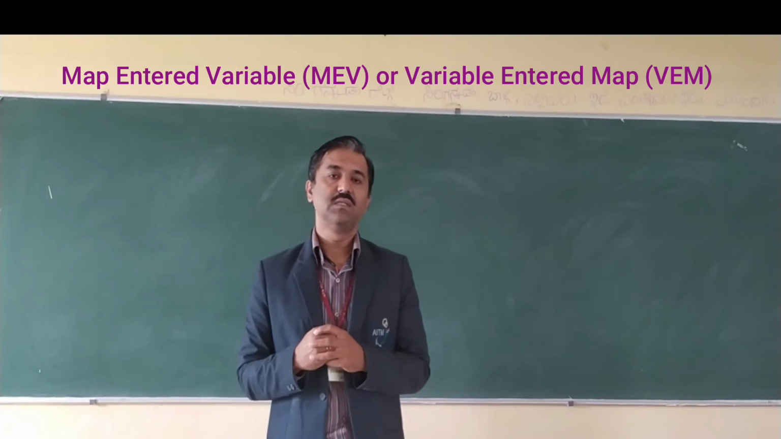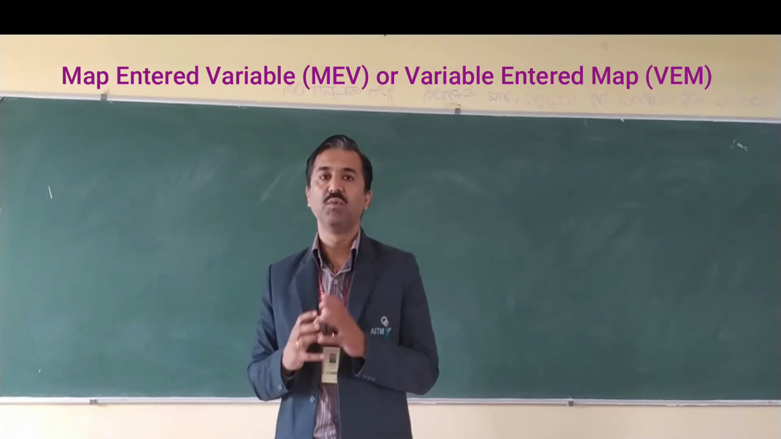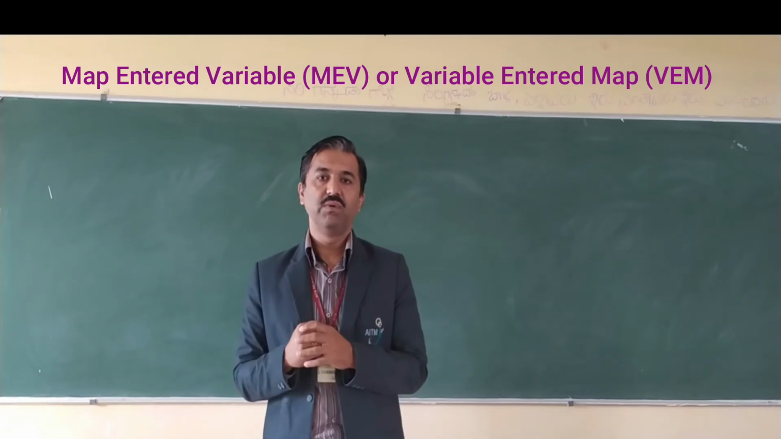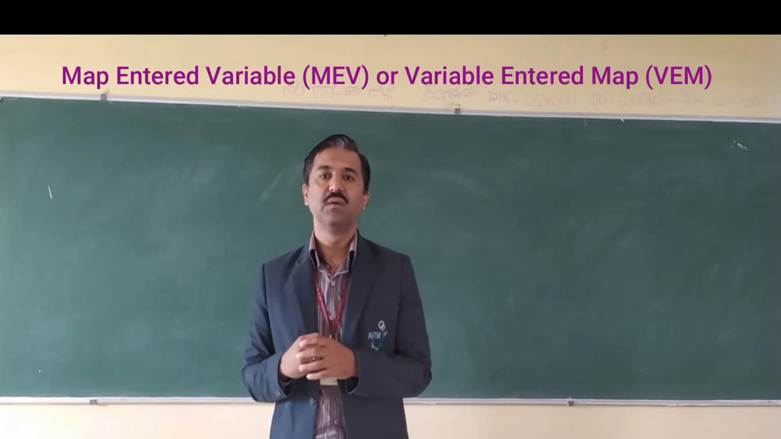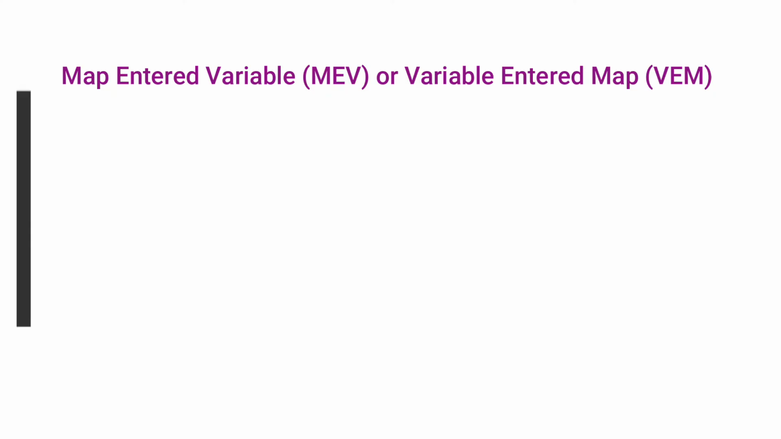Let us understand the steps; later I will tell you the rules and regulations. First, we understand the steps required to simplify a function using map entered variable. Whenever a function is given, it may be a 4 variable or a 3 variable function. In that, we have to take one variable as a map entered variable, and then design this map entered variable by applying the rules and regulations.